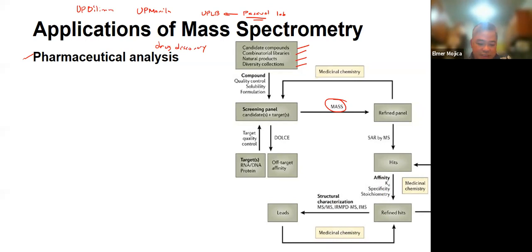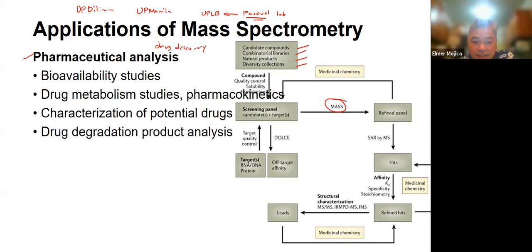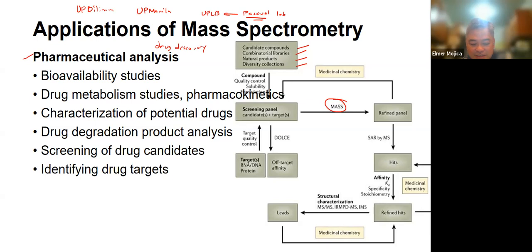So among the studies that they have here are bioavailability studies, drug metabolism studies, pharmacokinetics, characterization of potential drugs, drug degradation product analysis, okay? The screening of drug candidates, and then identifying drug candidates.